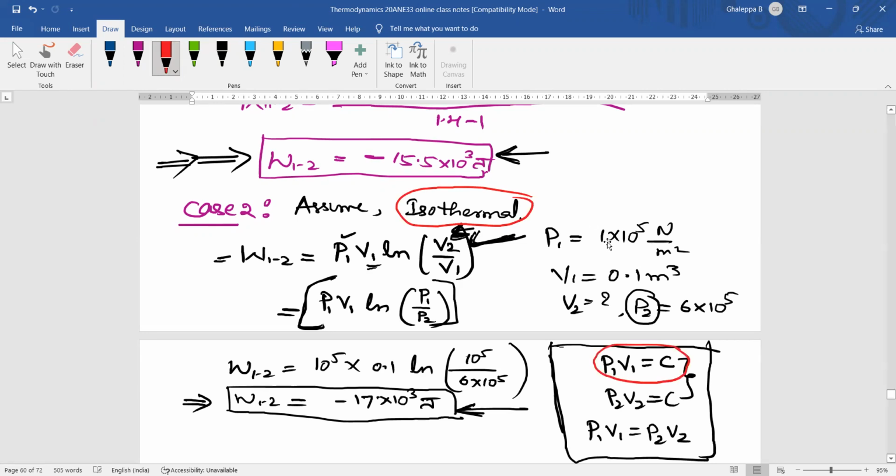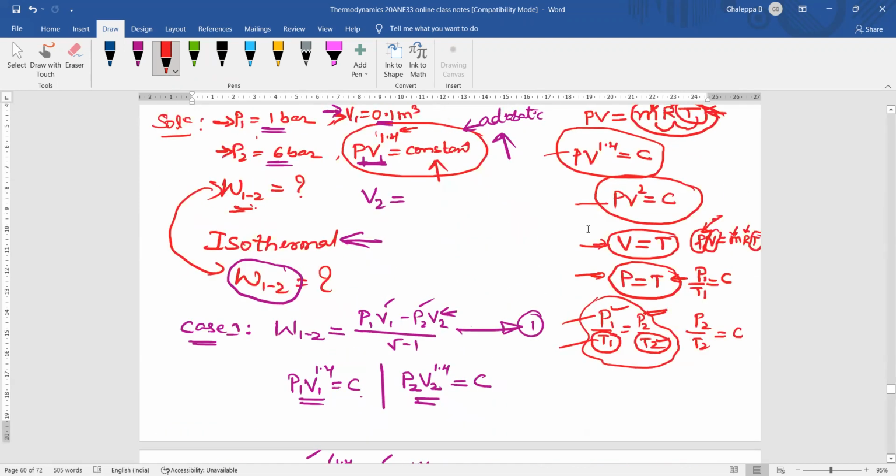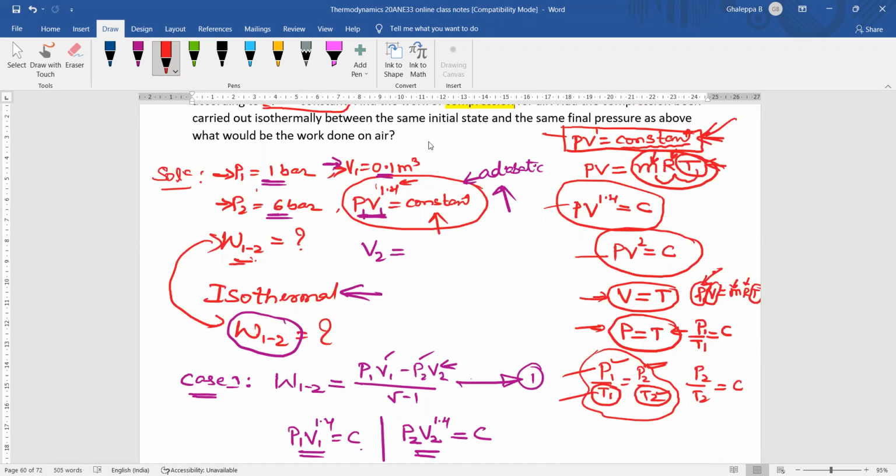That is what I have explained here on the right hand side for the five processes. PV is equal to constant for isothermal. PV to the power of 1.4 for adiabatic. PV to the power of more than 1.4, it may be 2, 3, 4, 5. Do not think that it will always be 2. Anything more than 1.4. V is proportional to T for constant pressure, P is proportional to T for constant volume. Correct. Any doubts again in this numerical?